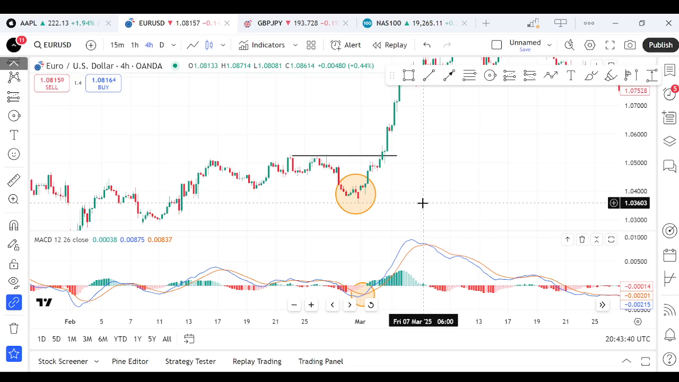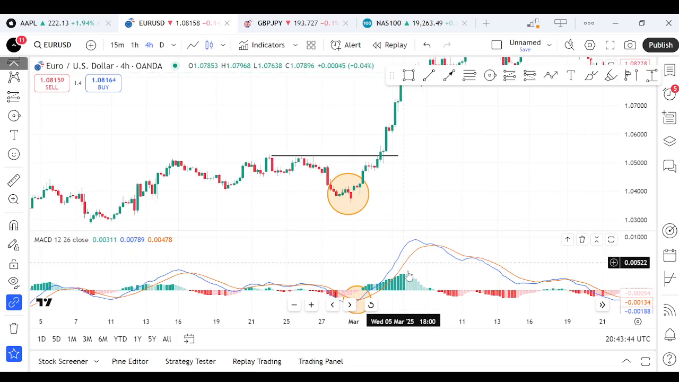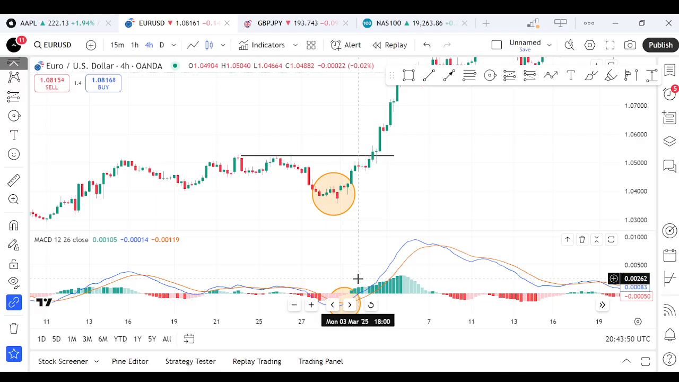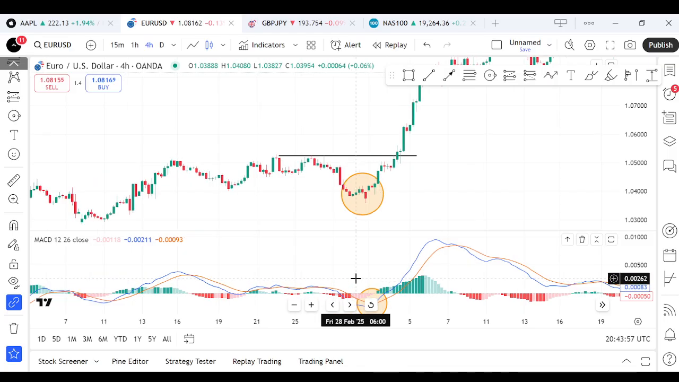You can use the MACD histogram to confirm increasing momentum. A widening histogram, remember the histogram bars are these green bars and red bars here. Now you can use it to confirm increasing momentum. A widening histogram suggests strong momentum, making it a good time to enter a trade.